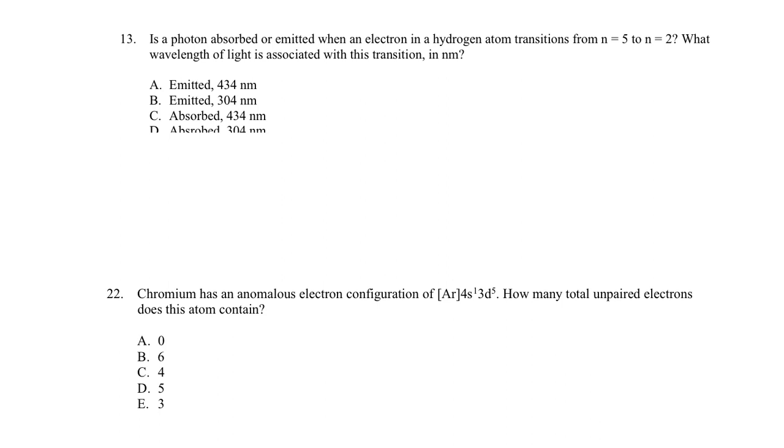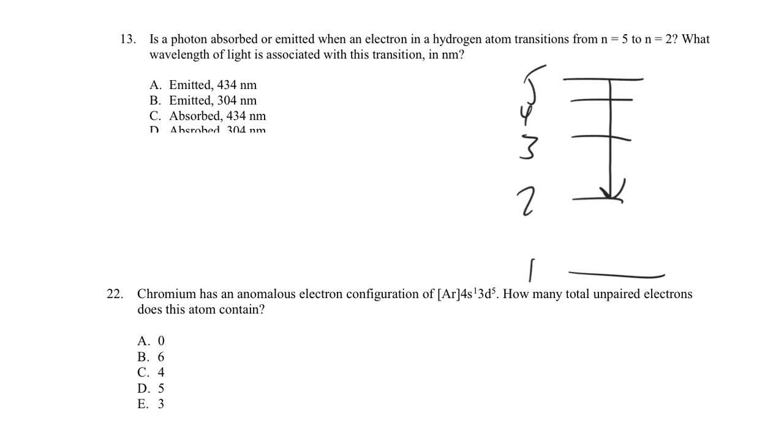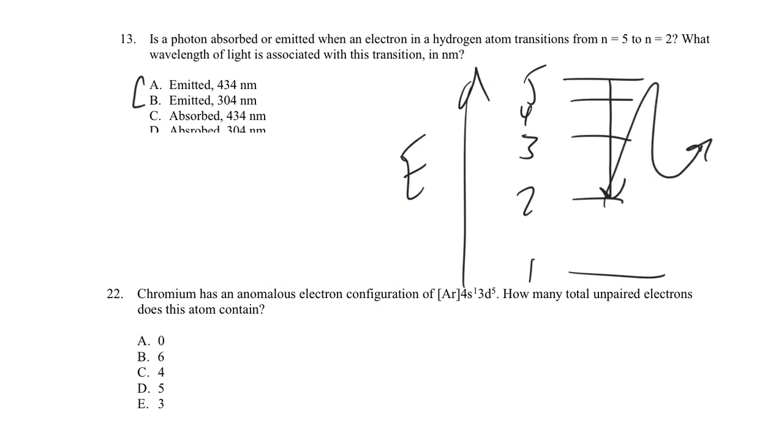Is a photon absorbed or emitted when a hydrogen atom transitions from n equals 5 to n equals 2? So n equals 5 certainly is going to be higher in energy. N equals 5 to 2 is going to lead to a release of energy. Energy is increasing upward, and so therefore energy is decreasing downward. So energy is released by this atom, and the energy is released by the emission of light. So a photon of light is created, and so we have light being emitted.